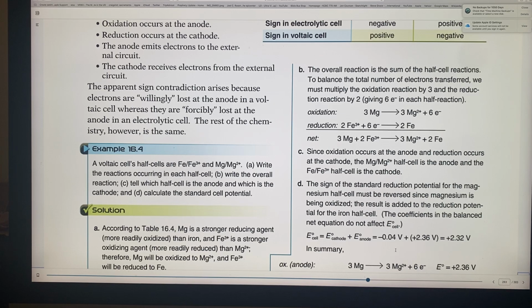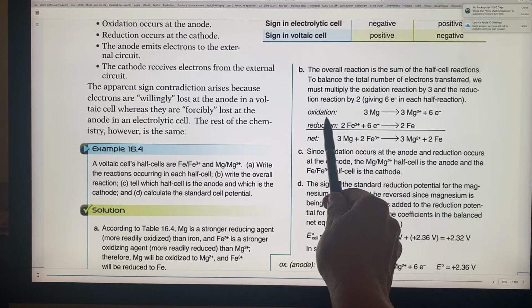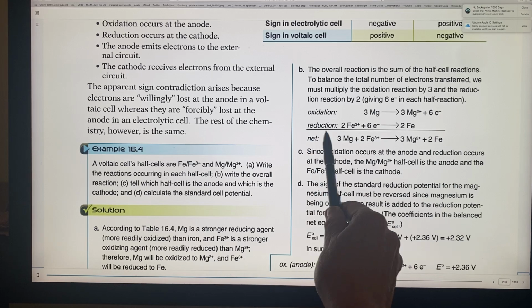The next part says to tell which half cell is the anode and which is the cathode, since oxidation occurs at the anode and reduction occurs at the cathode. An ox and red cat. Remember those 2 things? Anyway, the magnesium half cell is going to be the anode, and the iron half cell is going to be the cathode, because magnesium is going to be the oxidation, so it's going to be at the anode. Reduction is going to be at the cathode.